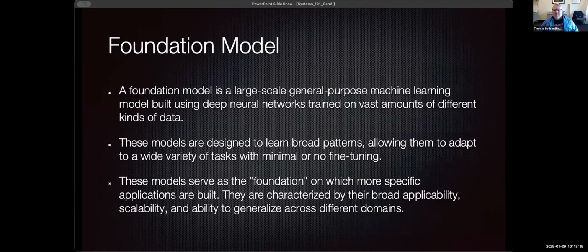So most machine learning models are designed to do one thing, like filter spam or identify faces. Generative AI requires a more generalized kind of model called a foundation model. A foundation model is a large-scale general-purpose machine learning model built using deep neural networks trained on vast amounts of different kinds of data. These models are designed to learn broad patterns, allowing them to adapt to a wide variety of tasks with minimal or no fine-tuning. These models serve as the foundation on which more specific applications are built. They're characterized by their broad applicability, scalability, and ability to generalize across different domains.